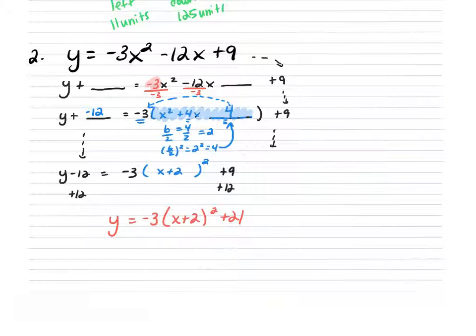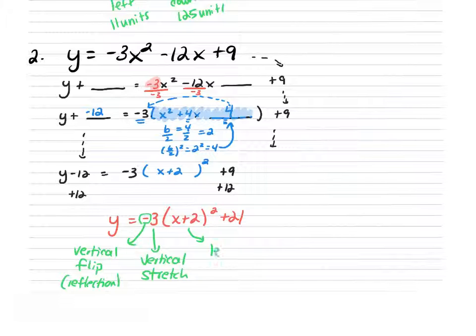So to describe our transformations, this negative is going to vertically flip our graph. You guys can also call it a reflection. The 3 itself is going to be a vertical stretch. Doesn't matter what direction the parabola is facing, up or down. That's what the negative does. The 3 is going to stretch it. I see a +2 inside parentheses. That moves our graph left 2 units. And then the +21 at the end moves it up 21 units.